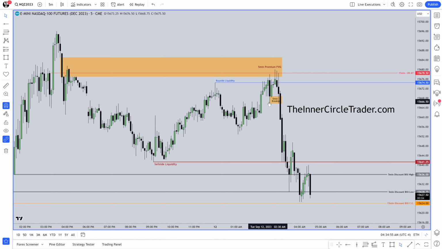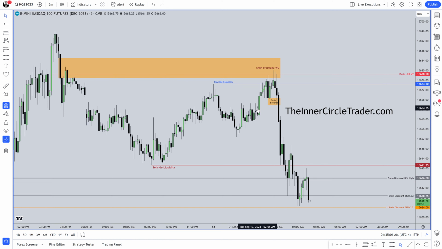Fair value gap. What kind? Buy side imbalance, sell side inefficiency. So how do you know what kind of fair value gap it is? If it's an up close candle, that means it's a buy side imbalance, sell side inefficiency. If it's a down close candle like over here, it's a SIBI, sell side imbalance, buy side inefficiency. You're going to be anticipating the market wanting to go back down through between this candle's high, that candle's low.